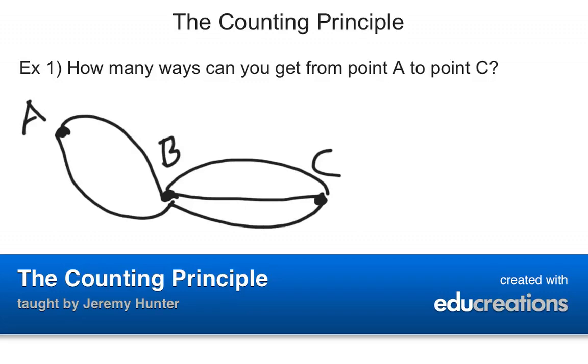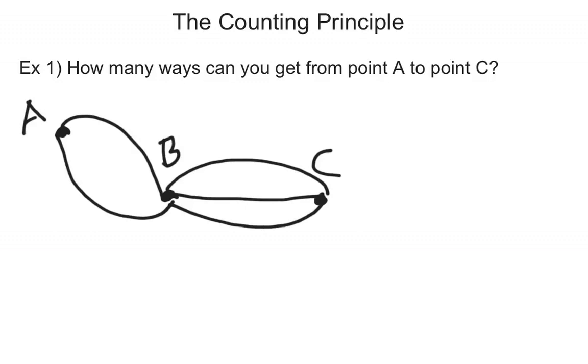Alright everybody, today's lesson is on the counting principle, and we're going to jump right into a couple examples right away here. Example 1 says, how many ways can you get from point A to point C? So in this picture down below here, if all those black lines represent roads, and I want to get from point A all the way to point C, what we're really trying to find out is how many different routes could we take?